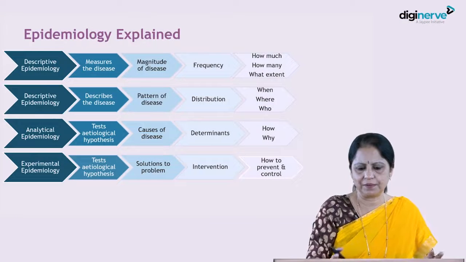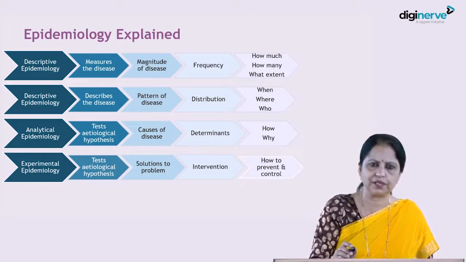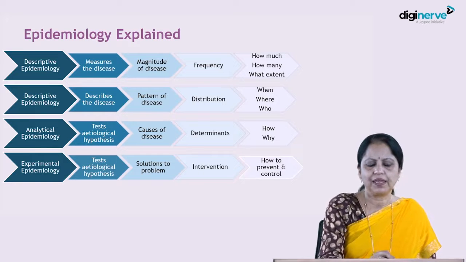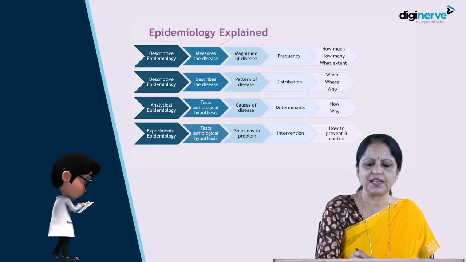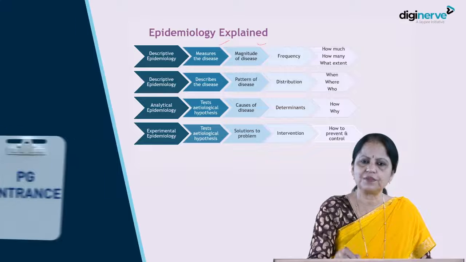I have explained in a figure form, so you will understand, it will help you to understand the whole thing a bit better. So, descriptive epidemiology measures the disease. I told you the frequency, it measures the disease and identifies the magnitude of the disease, how big the problem is. So, that is by frequency.